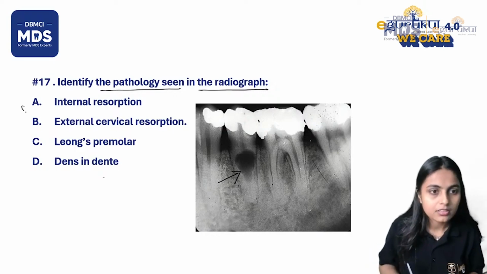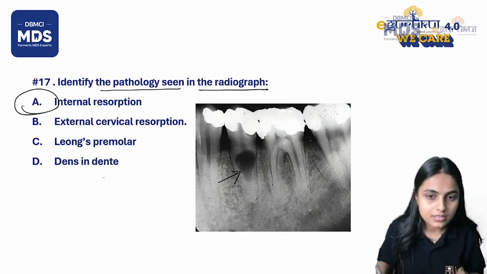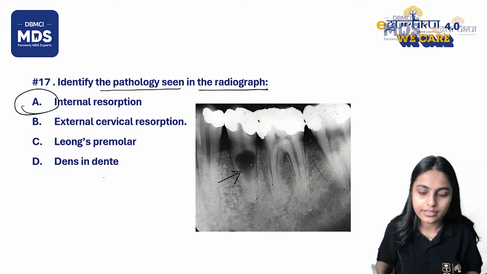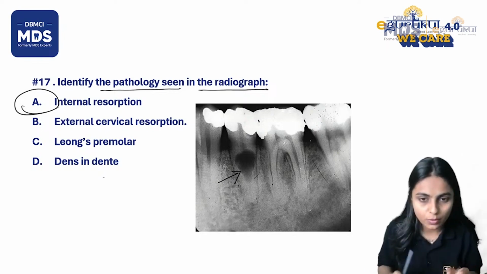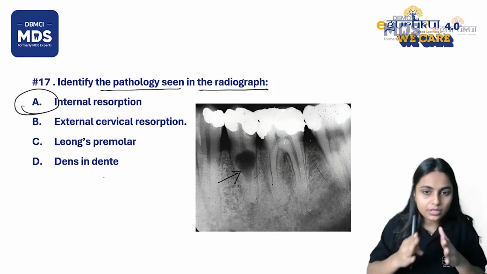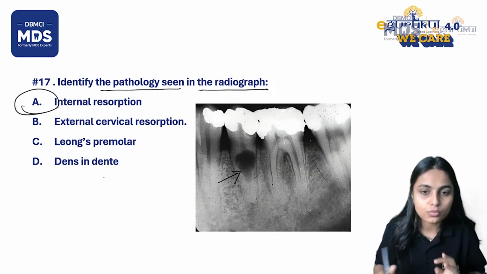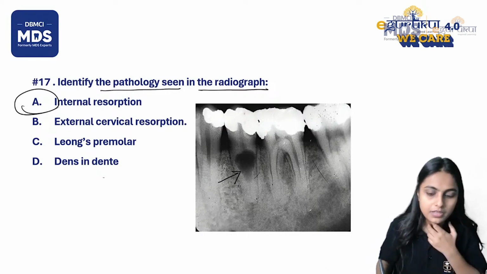Option A, correct. Option A is our answer. This is internal resorption. Internal resorption is an uncommon resorption that starts in the root canal and will destroy the surrounding tooth structure. Correct, everybody correct.